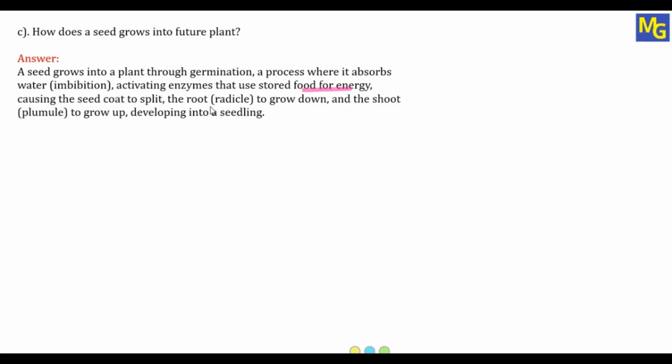One part is called the radicle, which goes downwards inside the soil. That is going to become a root. And the other part which grows upward is called the plumule, which is going to become the shoot or the stem, developing into a seedling. And with the help of this process, slowly a seedling will develop, and this grows and gives a new plant.